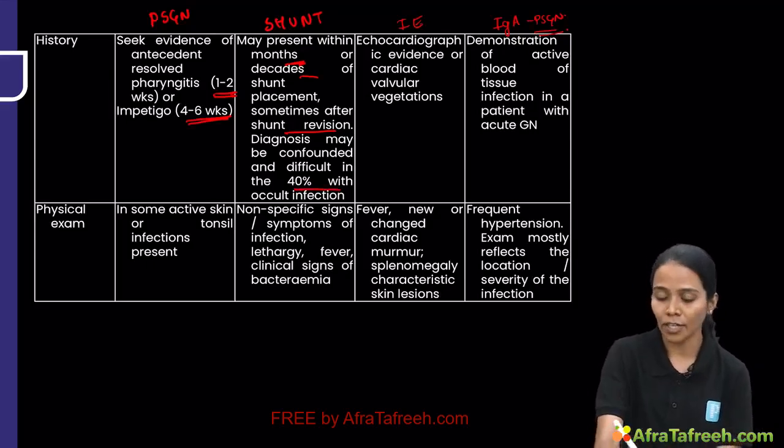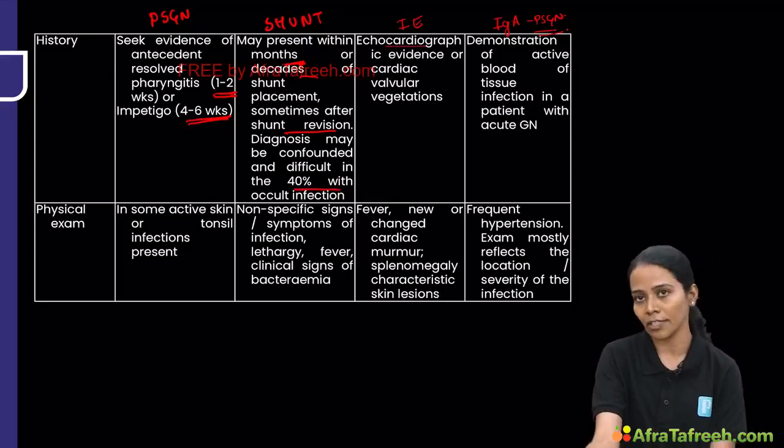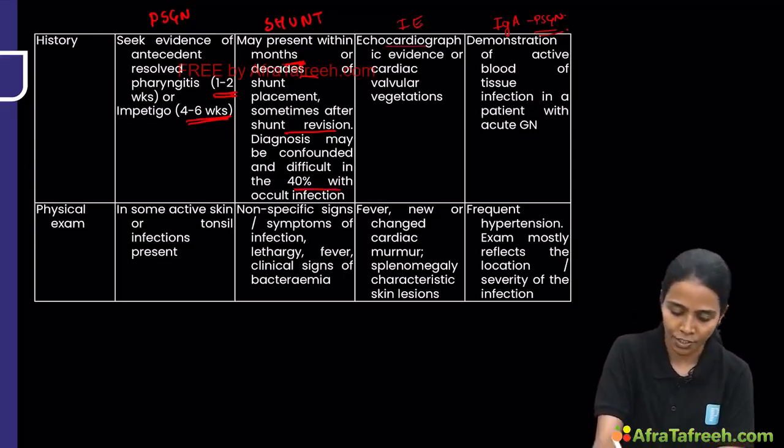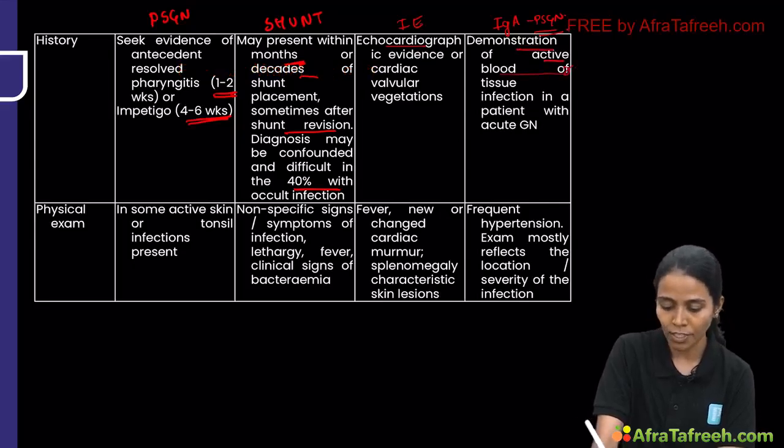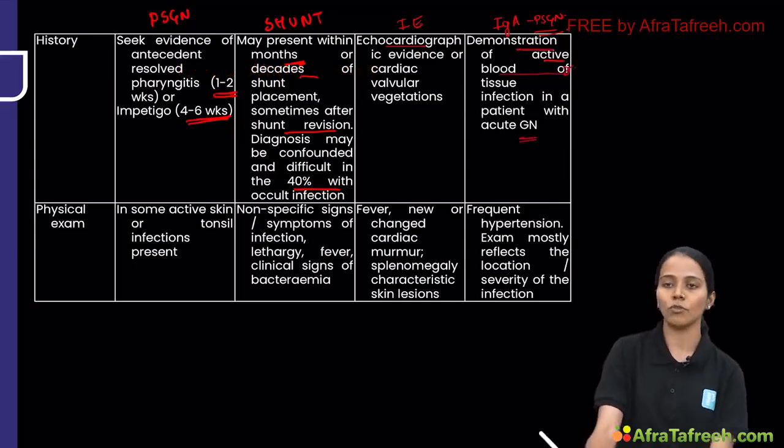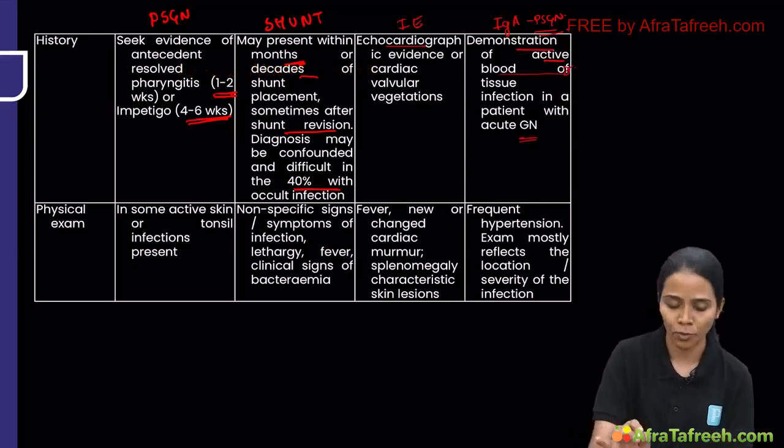In infective endocarditis, you're going to get echocardiographic evidence of valvular vegetation. And in IGEs, there's going to be demonstration of active blood or tissue infection in the presence of acute GN. So infection with staphylococcus you're going to demonstrate.